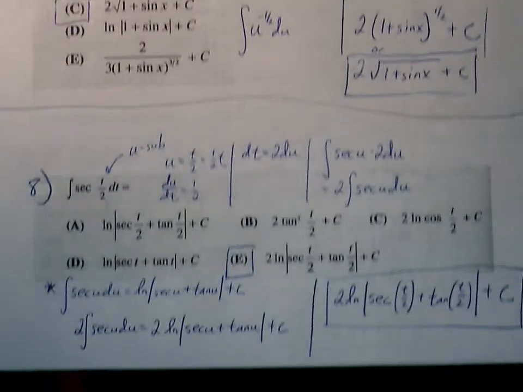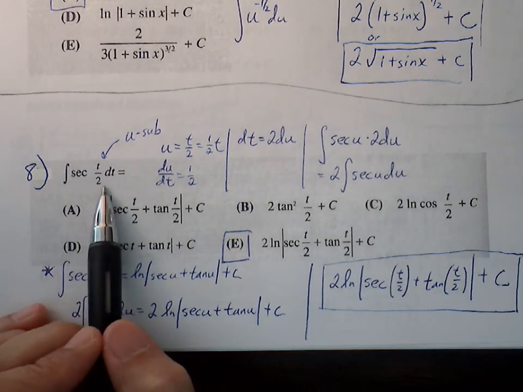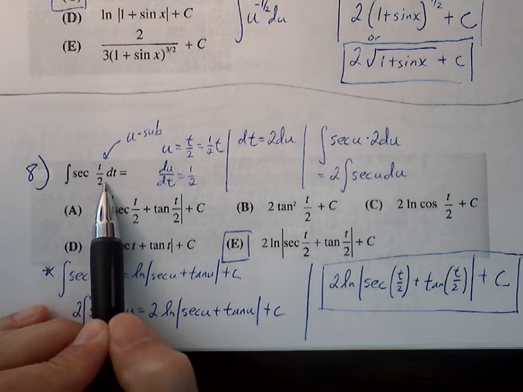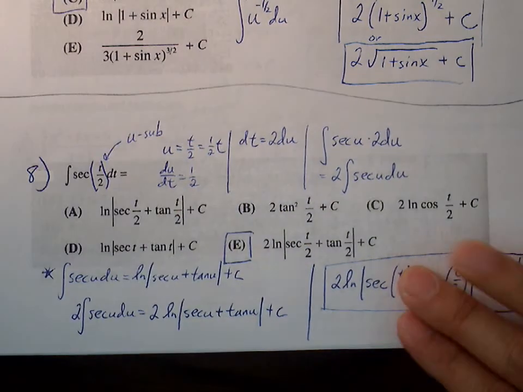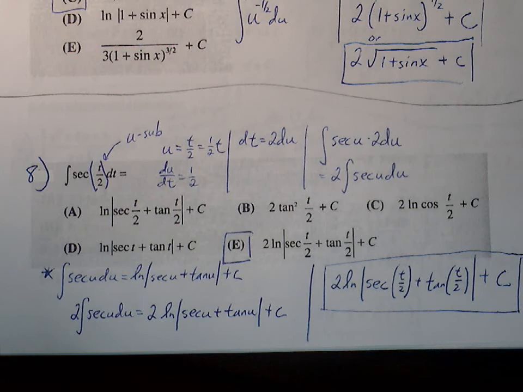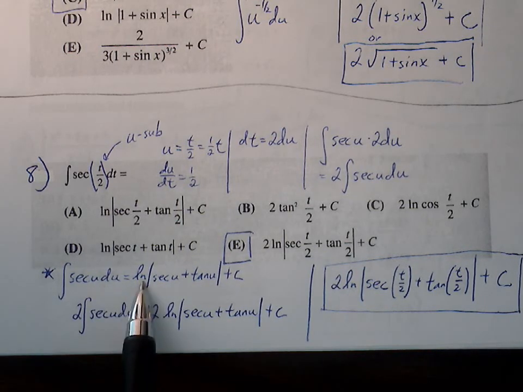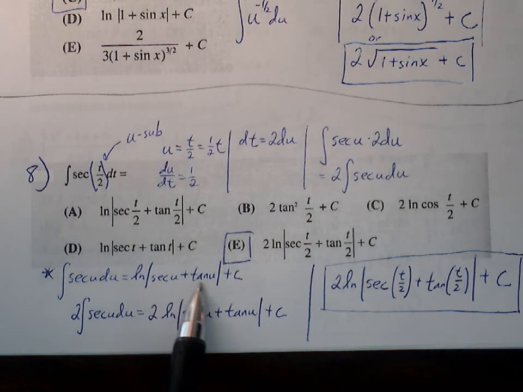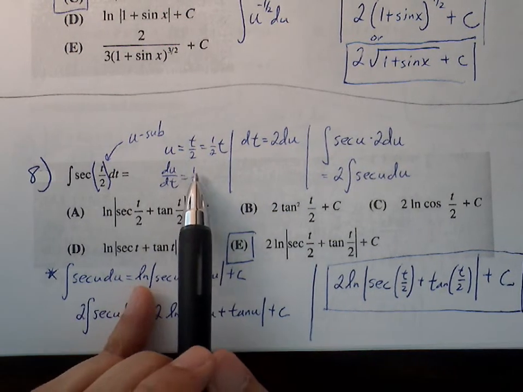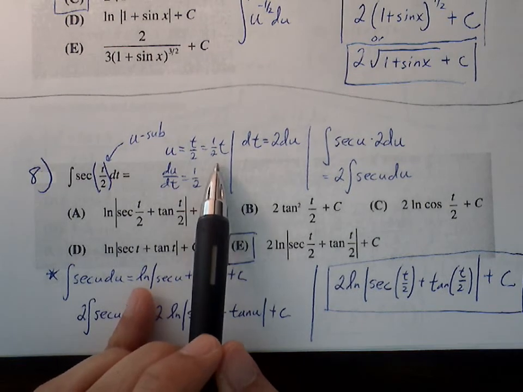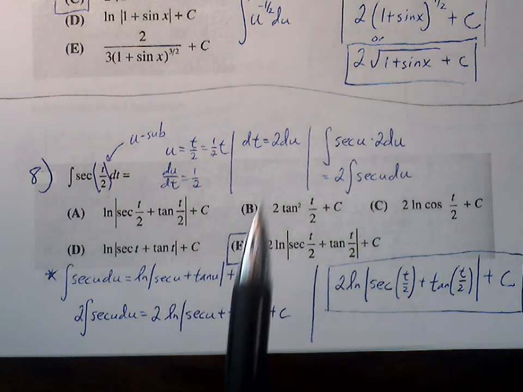Okay, number 8. We do have a rule for secant of u, so this is going to be a u substitution problem. We'll let what's inside that secant expression be our u value. So here's the rule that we're targeting. Integral of secant of u is natural log absolute value of secant u plus tangent u plus c. We let our u value be t over 2. T over 2 is the same thing as 1/2 t. The derivative of 1/2 t is just 1/2. Cross multiply, we get dt equals 2 du.